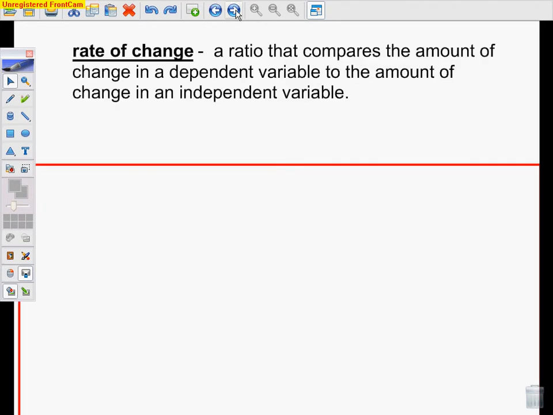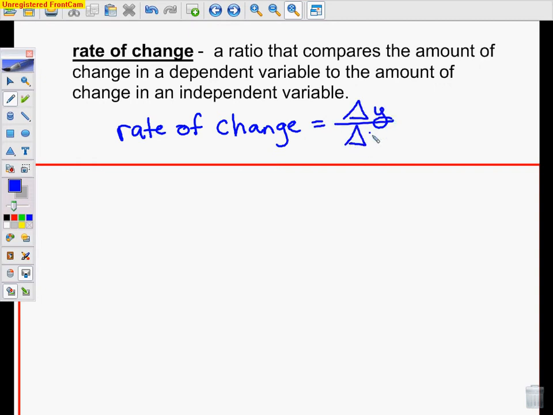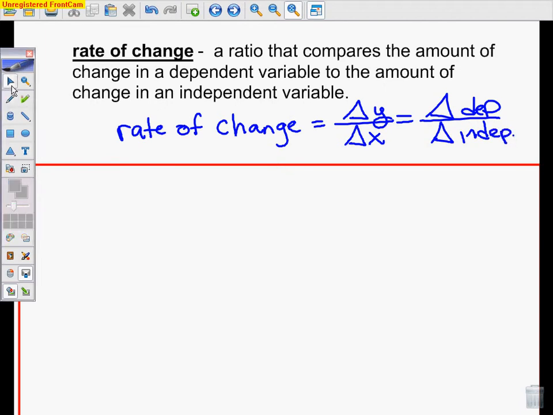Rate of change. Rate of change is a ratio that compares the amount of change in a dependent variable to the amount of change in the independent variable. I also like to think of it as the change in the y over the change in the x, or change in the dependent variable over the change in the independent variable. Okay? So let's take a look at an example.